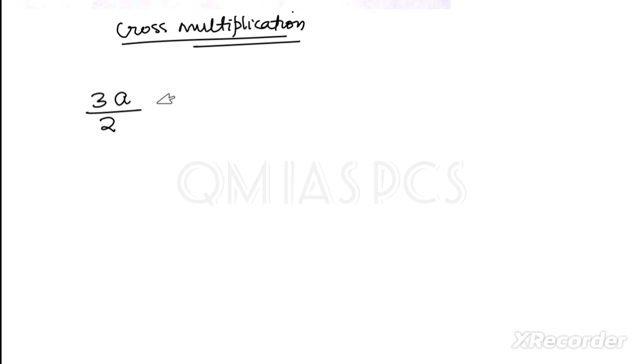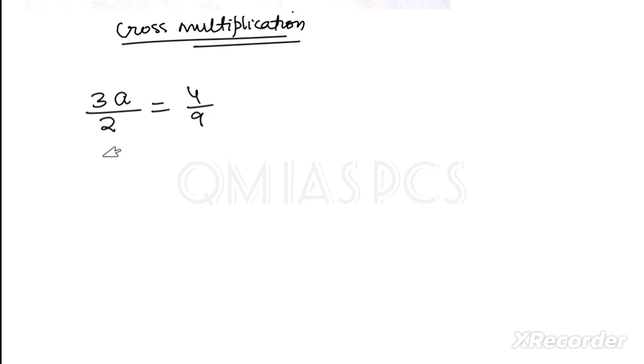Okay, cross multiplication, this is your last topic, because many students find it difficult to do cross multiplication. Just for example, we will discuss: there is 3a by 2, and that is equal to 4 by 9. Fine, it is given.